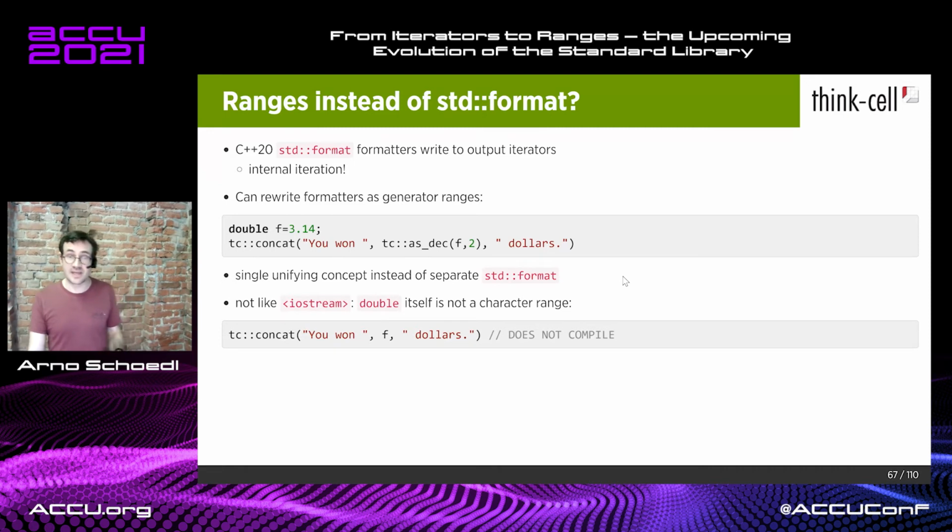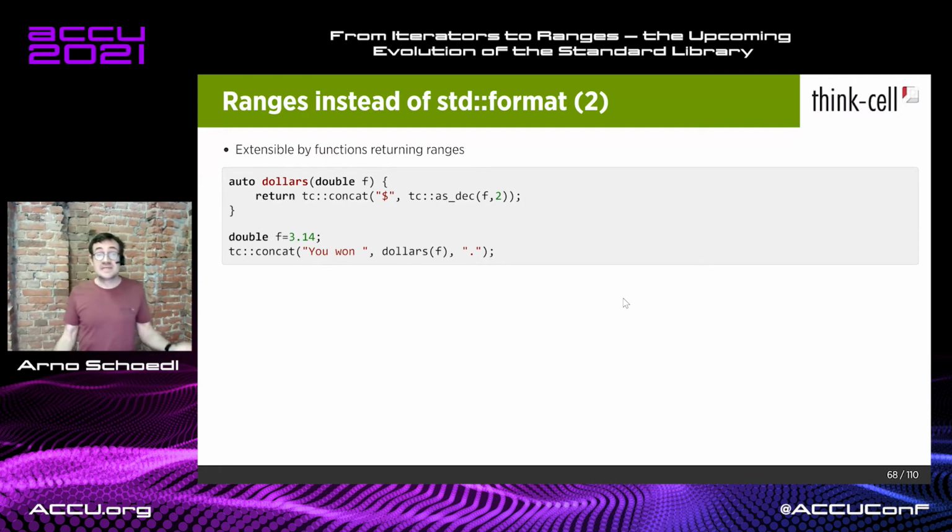Now, keep in mind, this is not like IO stream, right? In IO streams, you could just put the double somewhere in the middle and it would just format the double. That's not the idea here, because the double itself is not really a character range. It's a single double. So here we are really talking ranges. This format call is nothing magic. It's just as much of a range as your literal is. It's a range. It's text effectively.